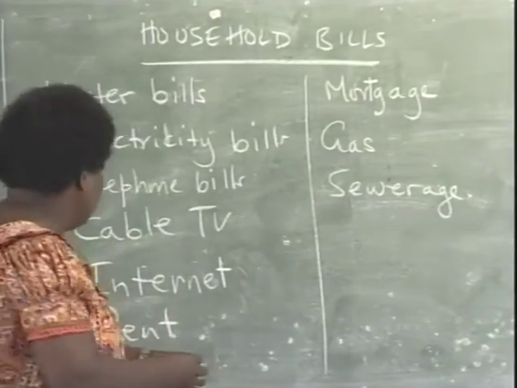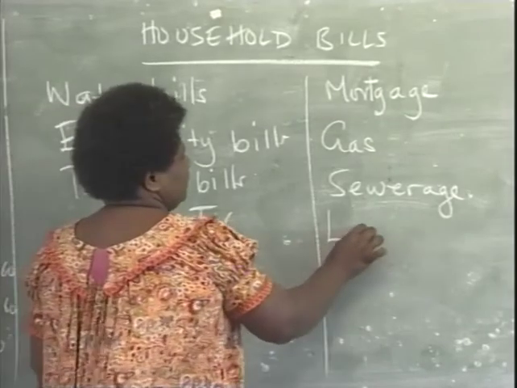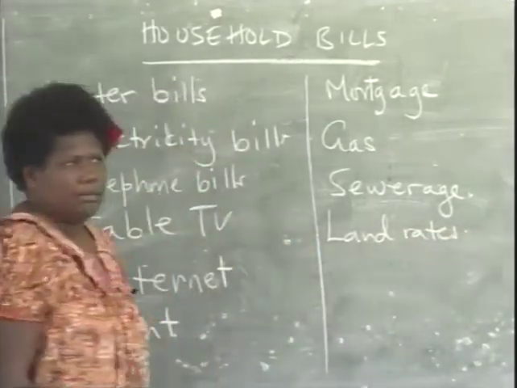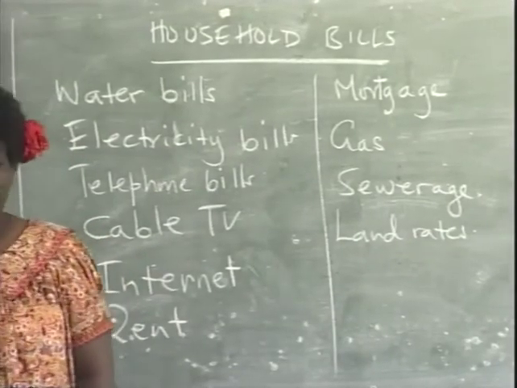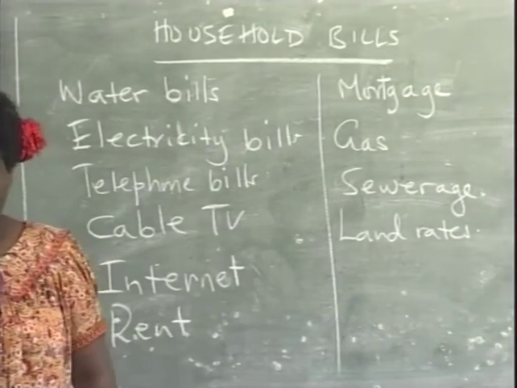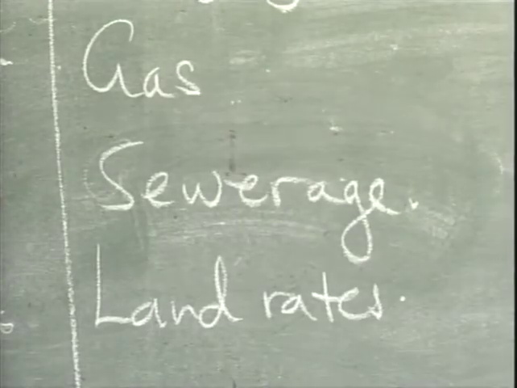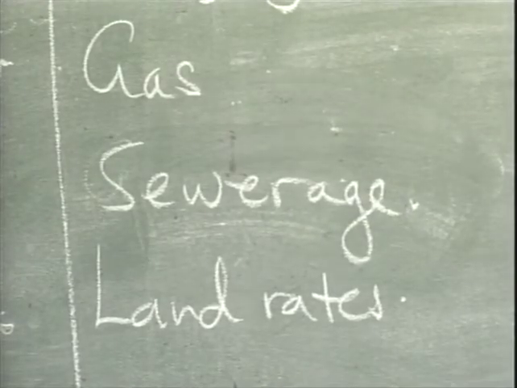Okay, what about land rates? If your family owns a house, you pay. If your family owns a property, you pay land rates. I think you pay it per annum. It's about 2,000 kina.